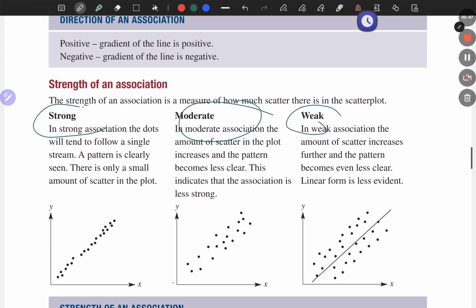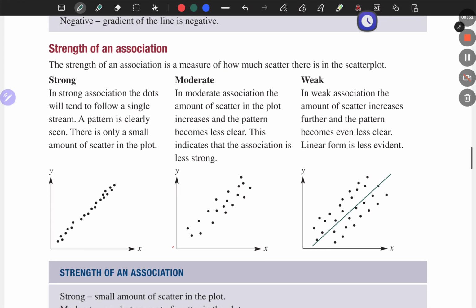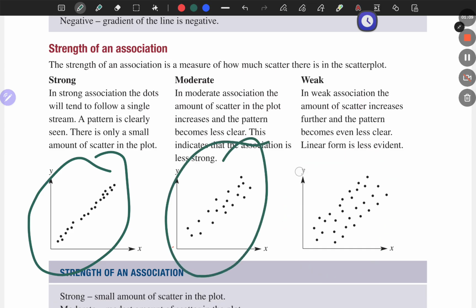The last one we have is strong, moderate, and weak associations, right? So the strong association will have dots that are really close together. Moderate will have them spaced out a bit more, and weak will have them spaced out even more. And this is just something you're going to have to remember. You'll just get used to the pattern recognition of what is strong, what is moderate, and what is weak.